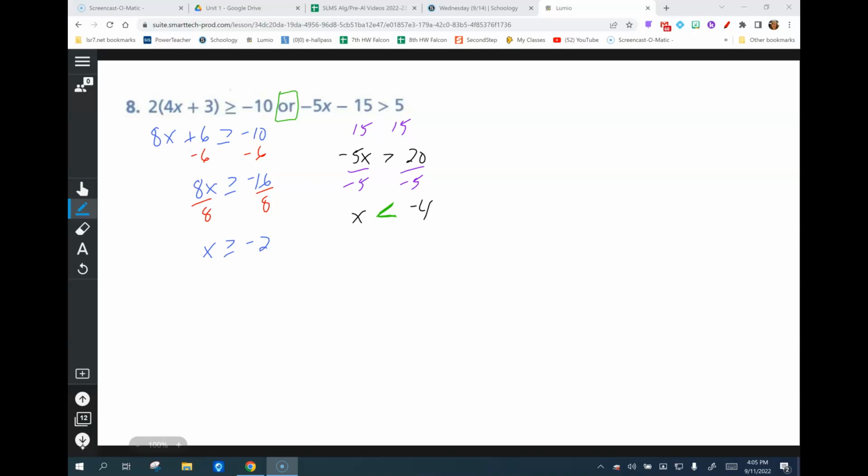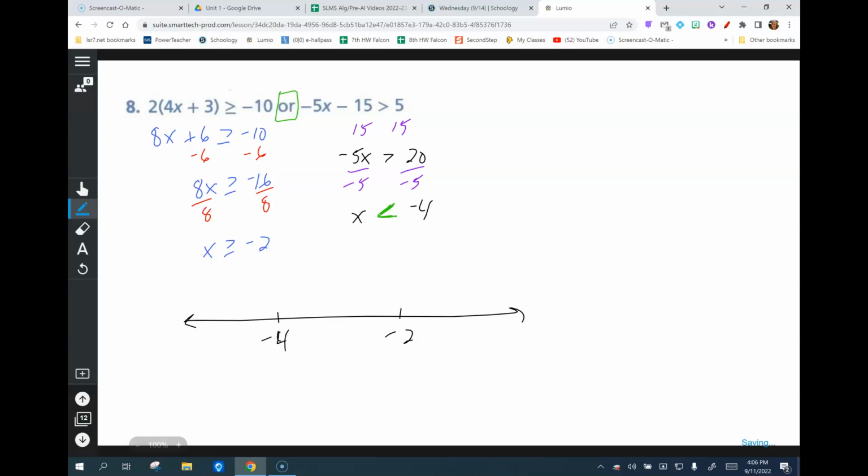Here we added a 15, divided by negative 5. Yes, we divided by a negative, so look, that inequality sign switched direction. Woo, and it even moves around. Okay, so let's graph each of these. We're going to make our number line. We're going to put on a negative 2. Oh, wait. Negative 2 is our biggest one. Negative 2, and we have a negative 4.